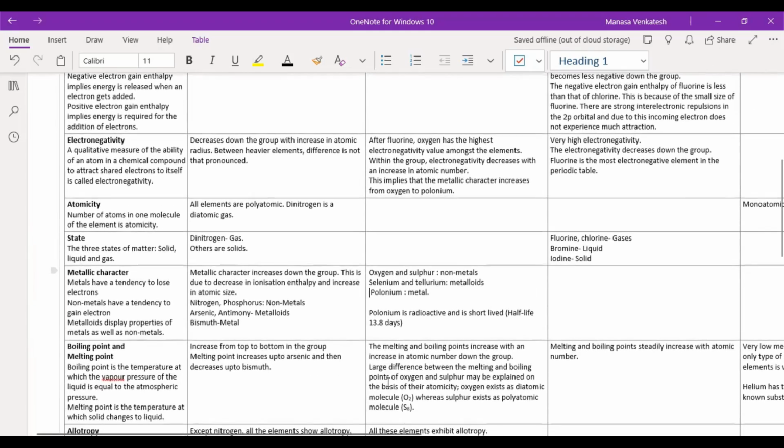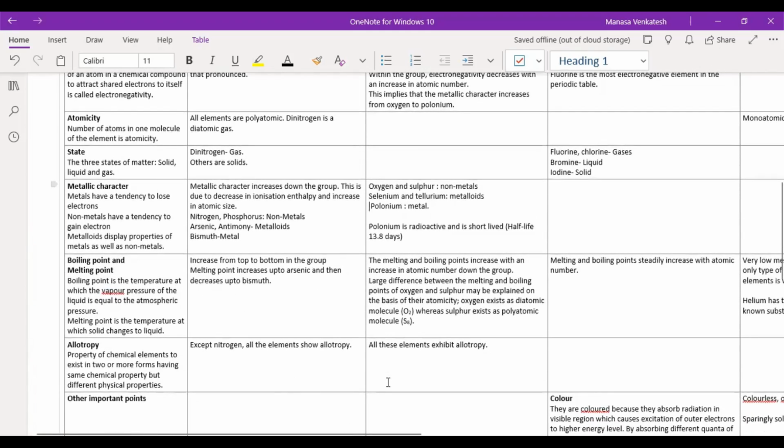Next is the boiling and melting points. Boiling point is basically the temperature at which the vapor pressure of the liquid is equal to the atmospheric pressure. Melting point is the temperature at which the solid changes to a liquid. So as we go down the group, there is going to be an increase in melting point, and it only increases up to arsenic, and then it decreases. From arsenic to bismuth, there's a decrease in the melting point.